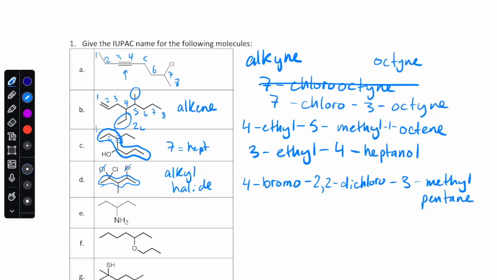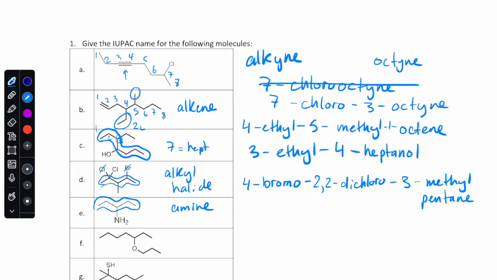All right. So the next one has an NH2. What kind of functional group has an NH2 on it? Remember that one? That one's an amine. An amine is just a nitrogen attached to a carbon with other carbons and hydrogens around. So that one has the longest carbon chain, the one I circled right here, which is 5 carbons, which is pentane. And on carbon 3, we have an NH2.